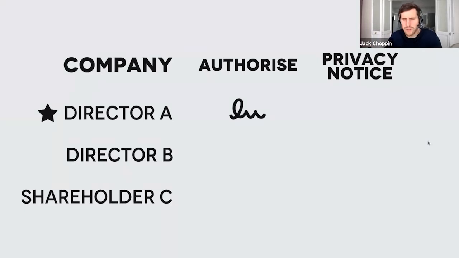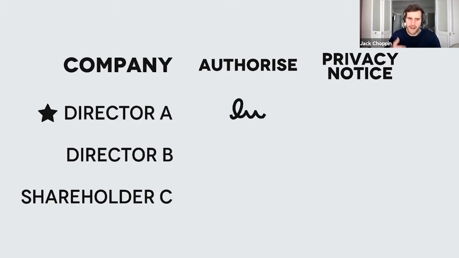And the process that we see that takes place most often is that Director A will sign a document on behalf of everybody else. So this individual will give the permission to say, okay, we're good to go. You can start acting on behalf of our company, and we'll start working together.